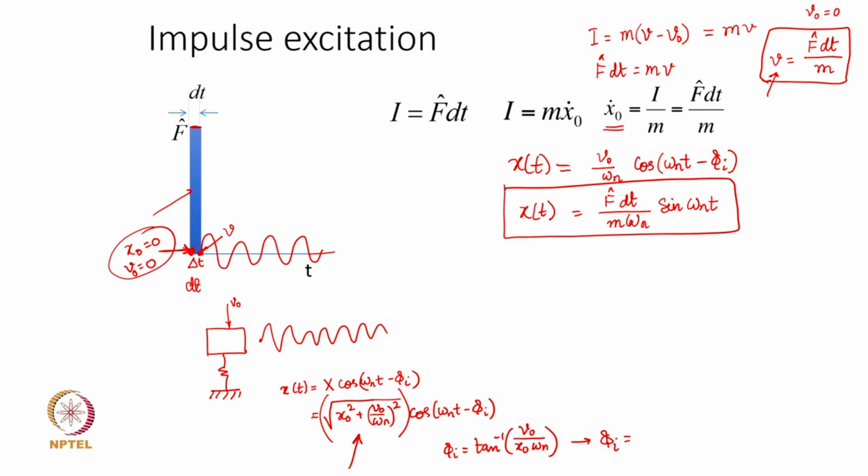Finer the dt value, larger is the amplitude, because this value is your amplitude. For the same f cap, if you reduce that delta t, amplitude will rise, the larger you take it, the amplitude will reduce, and so that is how the response can be obtained for a solitary impulse.